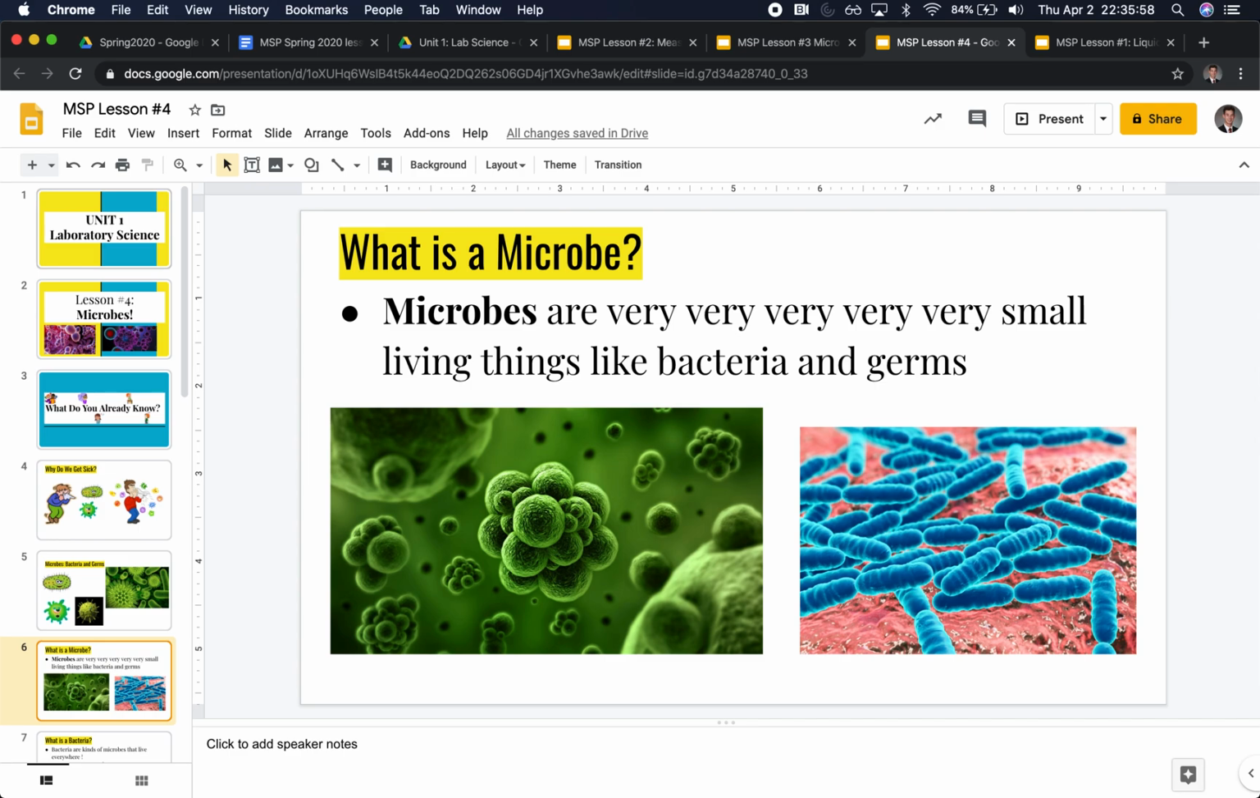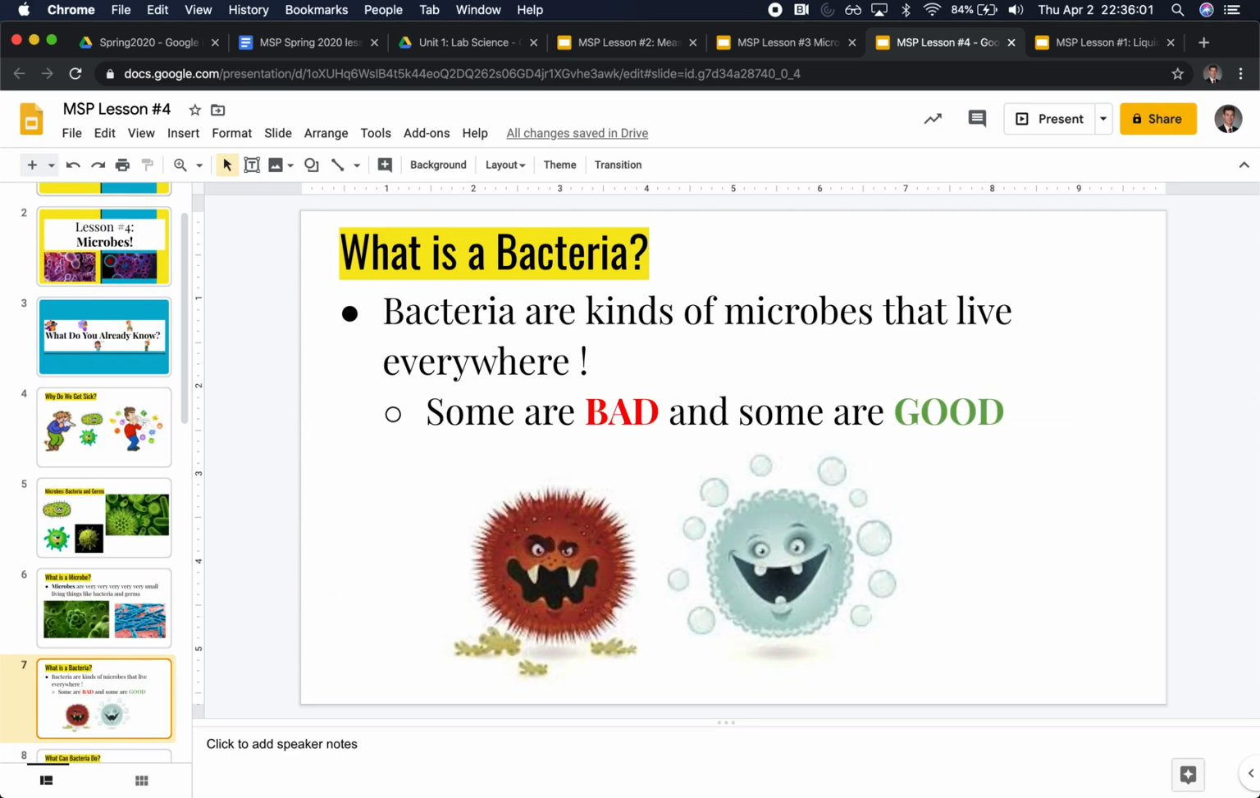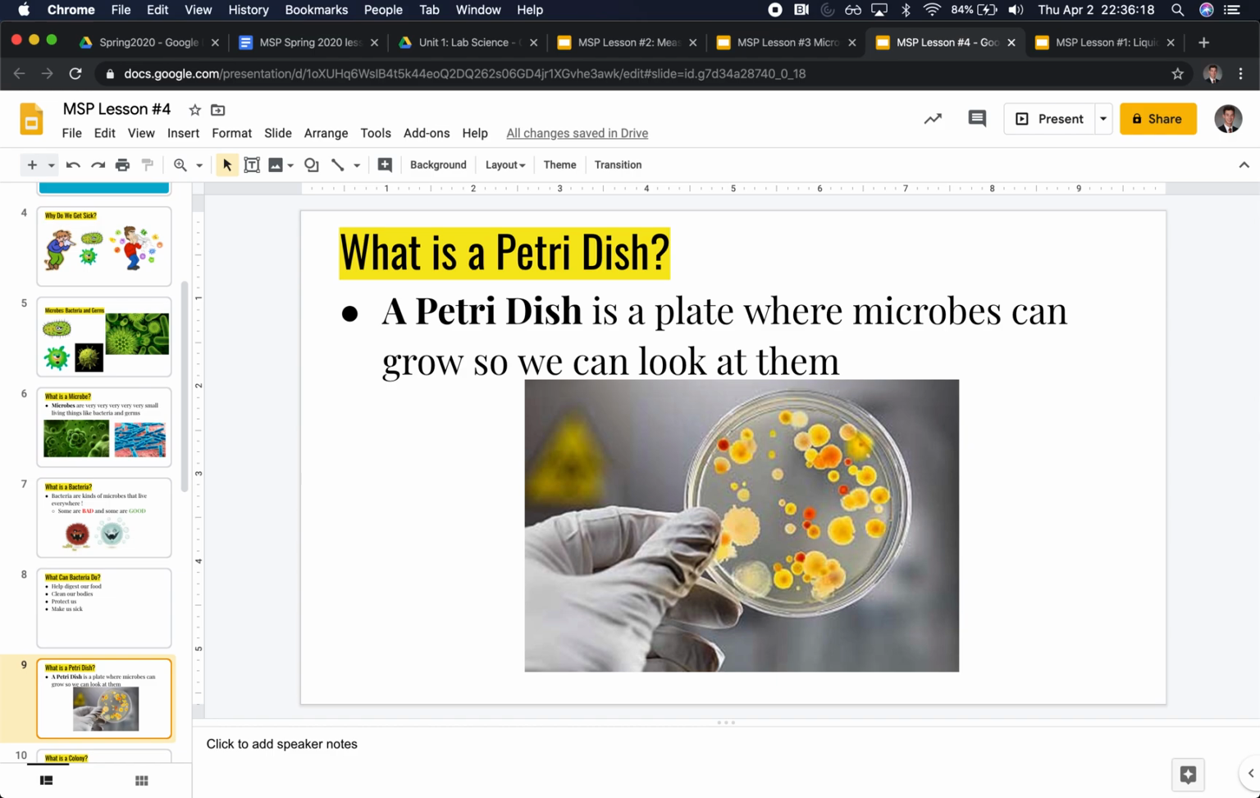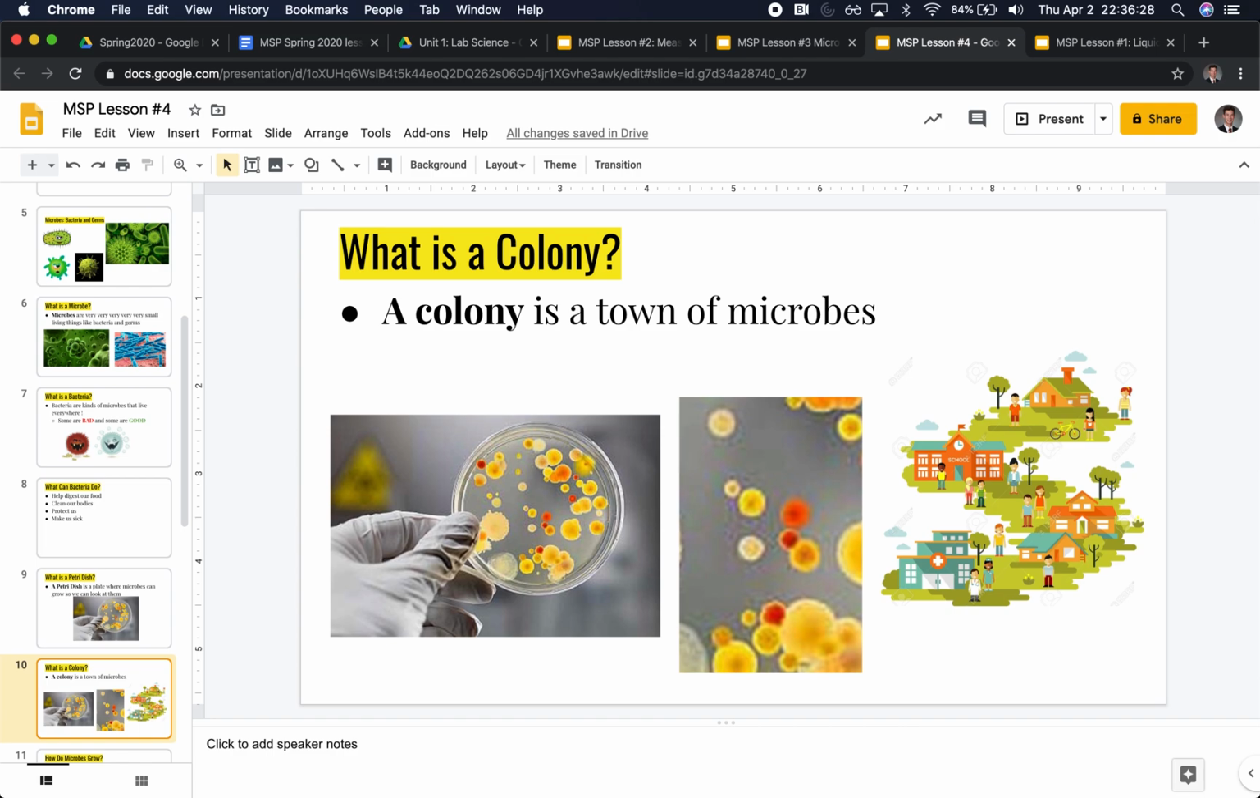And I give a definition of a microbe. And then I give a definition of a bacteria, which is a specific kind of microbe, I tell them. They have the idea that bacteria are all bad, but I try to explain that there's good ones too that help you digest food and so on. Here's more of that. So then I introduce a petri dish. This is a new vocabulary word for them, but I explain it as a container for bacteria to grow, like an aquarium or a fish tank, but for bacteria. And then a colony is just a town of microbes that can live in this little aquarium.